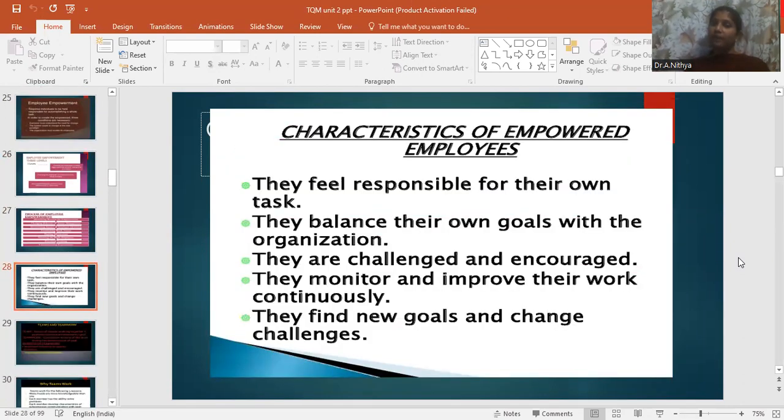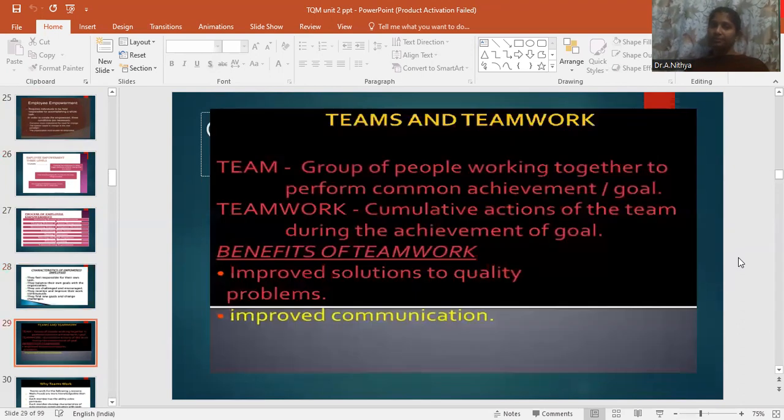So here we have the characteristics of an empowered employee. When employees are empowered, they feel responsible for their own tasks. They take full responsibility and balance their own goals with the organizational goals. They become challenged, encouraged, and self-motivated. They monitor and improve their work continuously, and they find new goals and change the challenges.